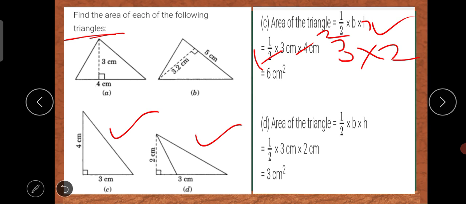Next, question C. Here also you have to find the area of the triangle. So put the value in the formula, half into base into H. So half is multiplied by, what is the base given here? 3 centimeter, multiplied by 2. So 2 and 2 will be cancelled. We will get 3 centimeter square. This is your question number 2.